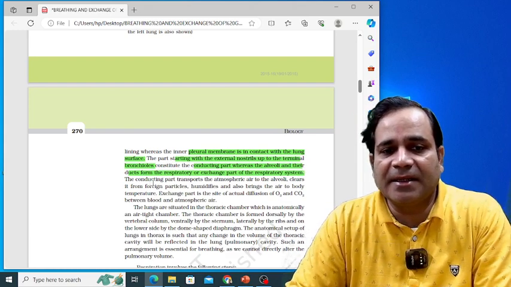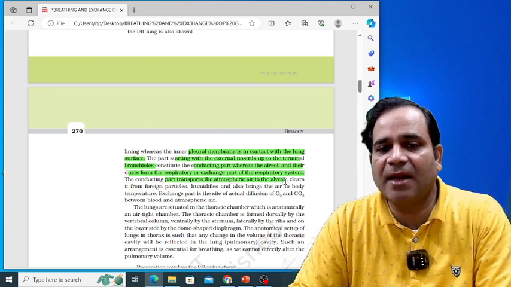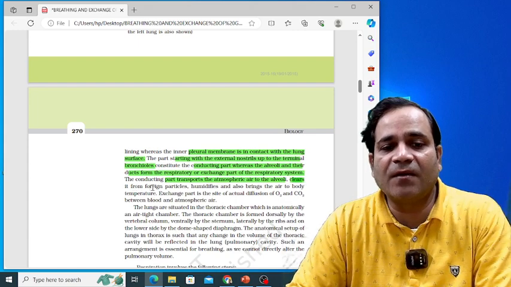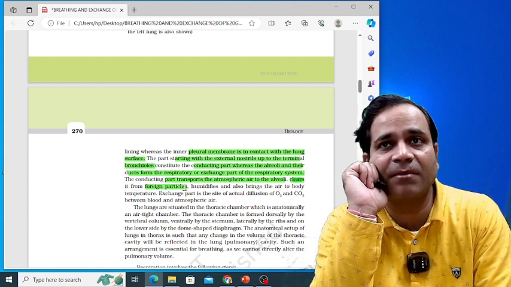Now the conducting part transports the atmospheric air to the alveoli and clears it of foreign particles. And you know how it clears the foreign particles?